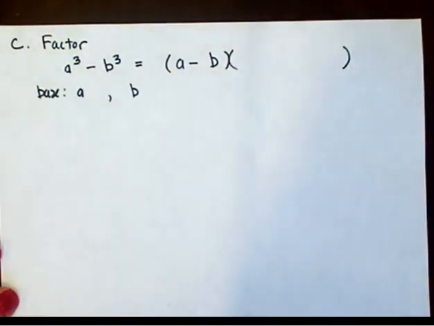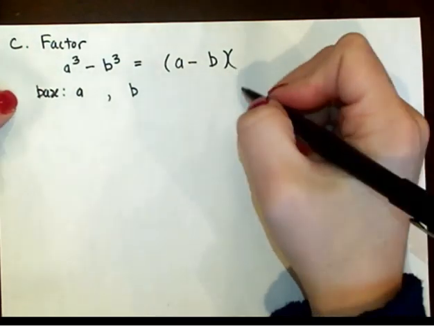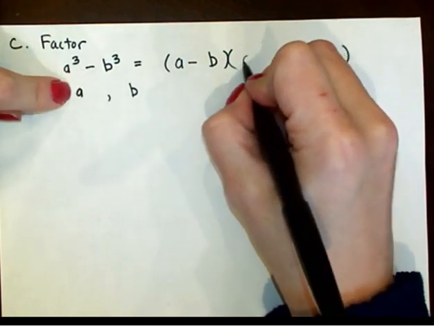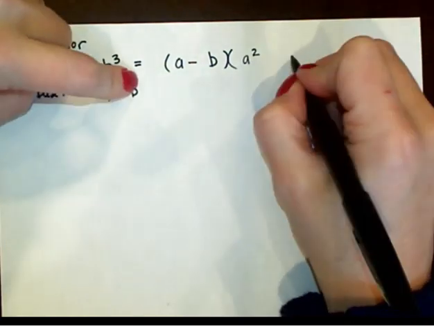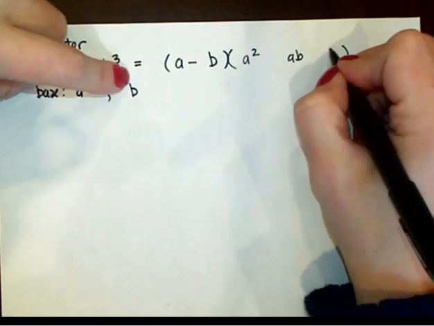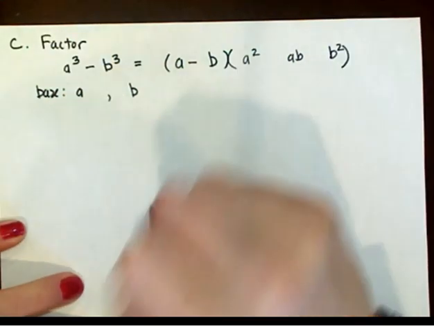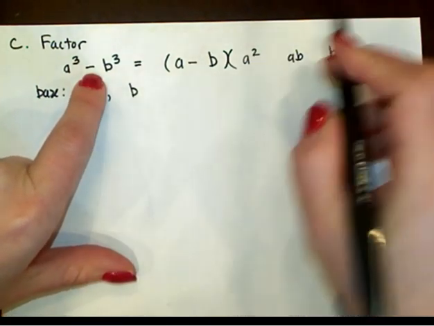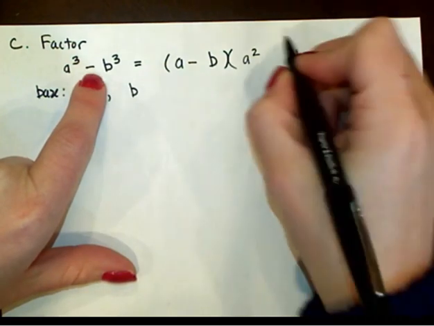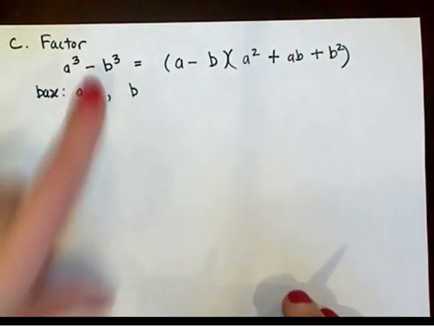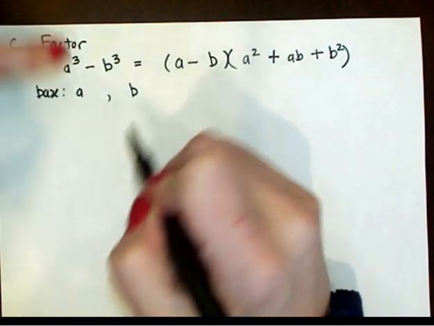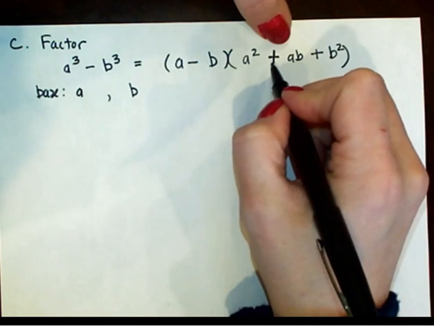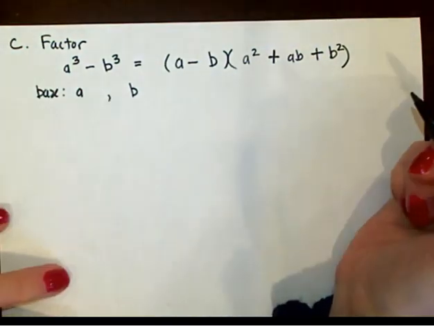The second factor is longer and a little bit harder to remember. Okay, so I'm going to put my finger on the A. A squared. A times B. B squared. And then you have to remember the signs. Okay, so let's check. Negative, positive, positive. The first sign is negative because it's the same as the one you started with. The next sign is opposite, and the last sign is always positive.